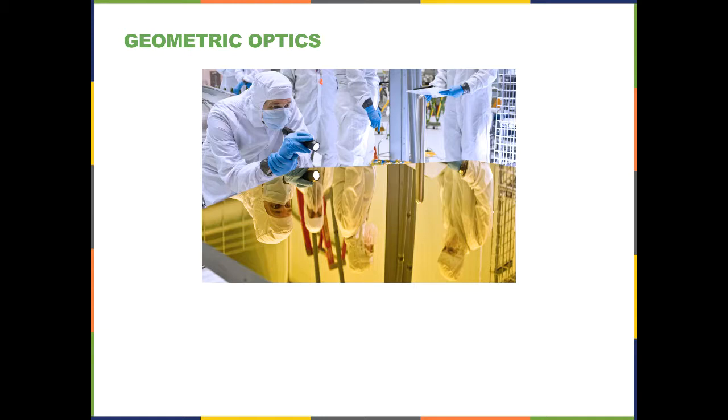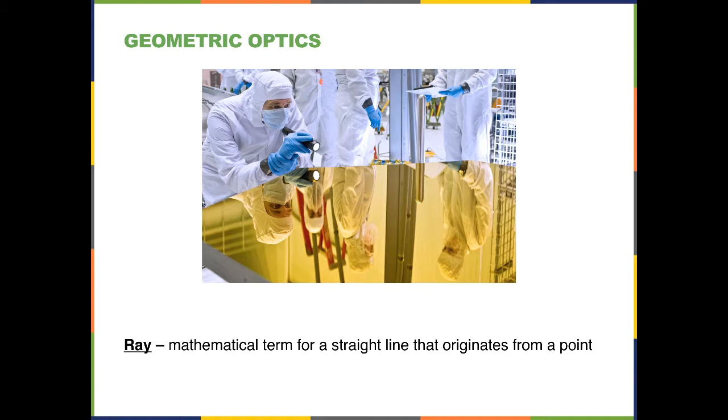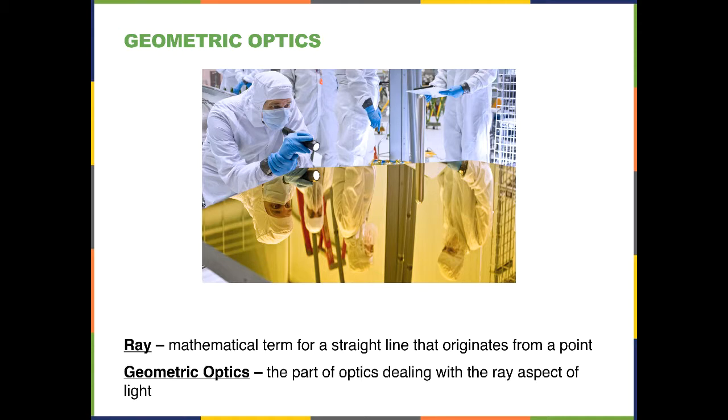Today we're going to talk about geometric optics, which is the study of light as rays. A ray is a mathematical term for a straight line that originates from a point. Geometric optics is the part of optics that deals with rays and the ray aspect of light.